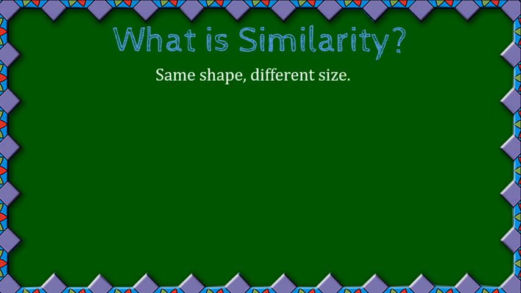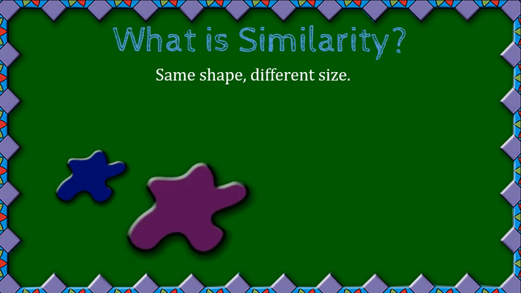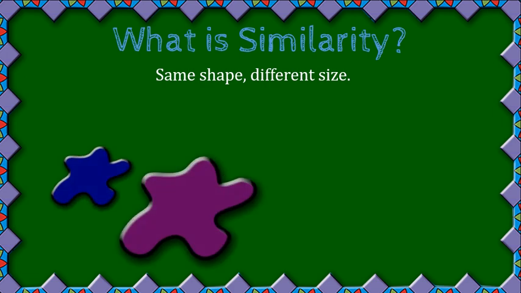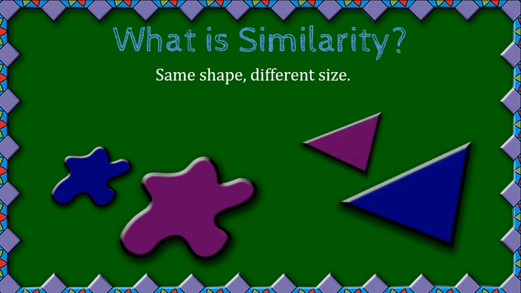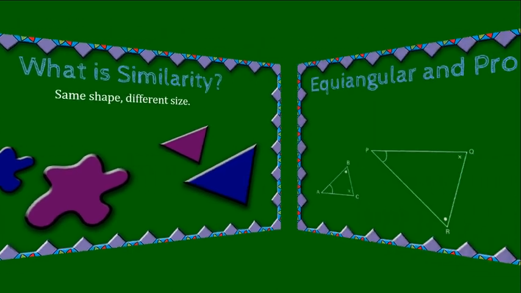Similarity means that two shapes or two objects have exactly the same shape, but they have different sizes. So let's look at an example. This is just a random shape, but their shapes are identical, but their sizes are different. And since we're working with triangles, here is an example of two triangles that are similar.